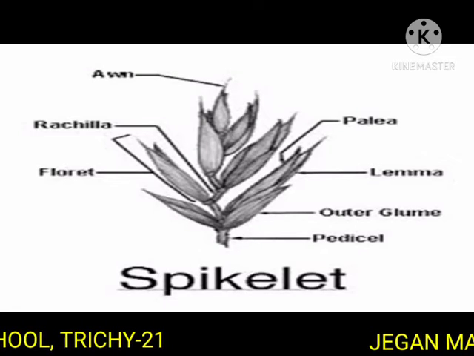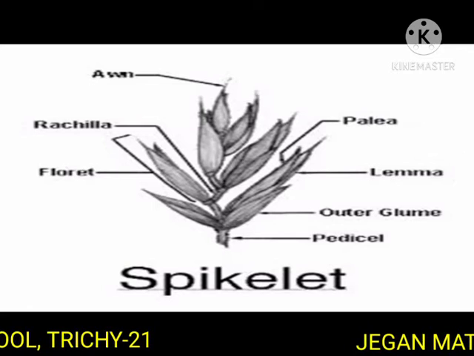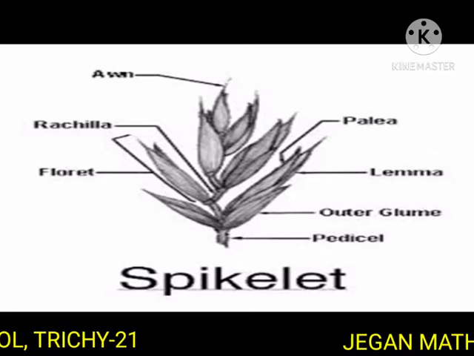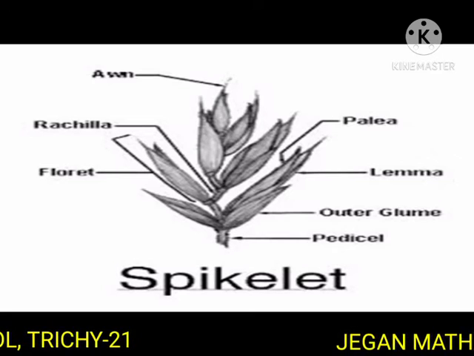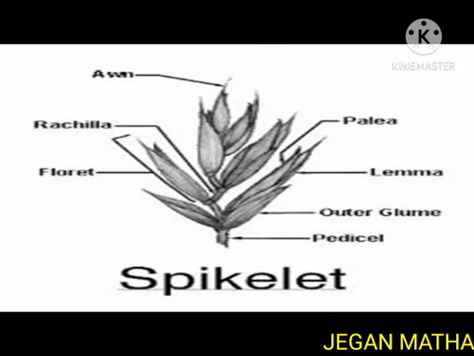Spikelet. Literally, it is a small spike. The inflorescence is with a branched central axis. Each branch is a spikelet. Sessile flowers are formed in acropetal succession on the axis. A pair of inflorescence bracts called glumes is present at the base.